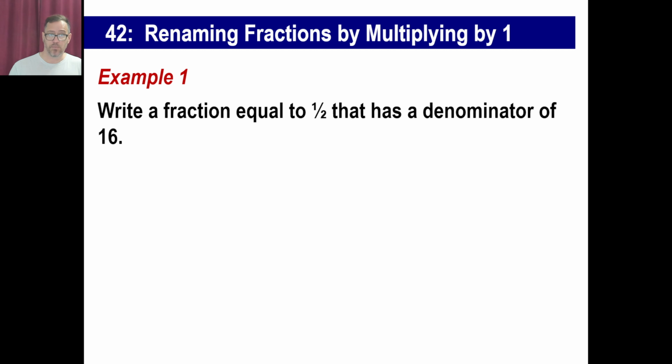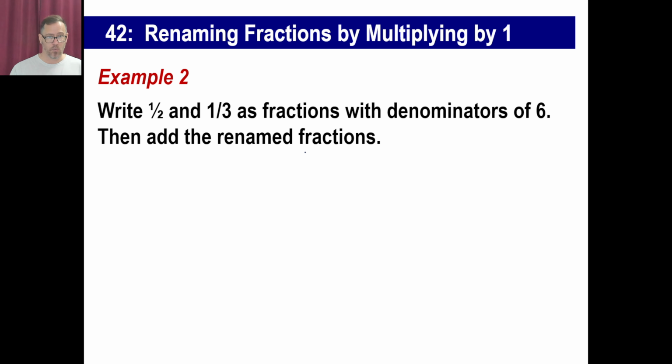So when they say to you, write a fraction equal to 1/2 that has a denominator of 16, we'll do something to it that makes this denominator 16. What did you do to the 2 to get to 16? You multiplied by 8, right? Do the same thing to the numerator. 1 times 8 is 8. There you go. The fraction that has a denominator of 16 is 8 over 16.